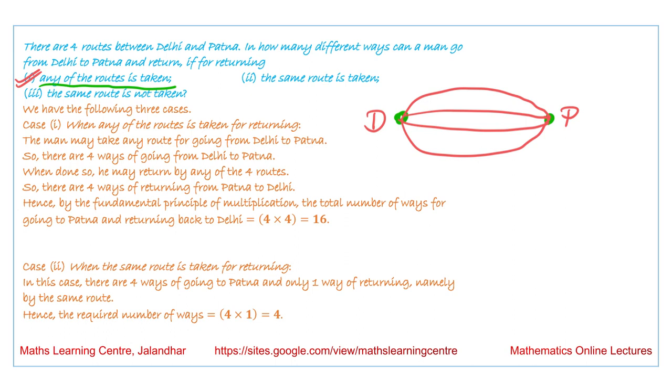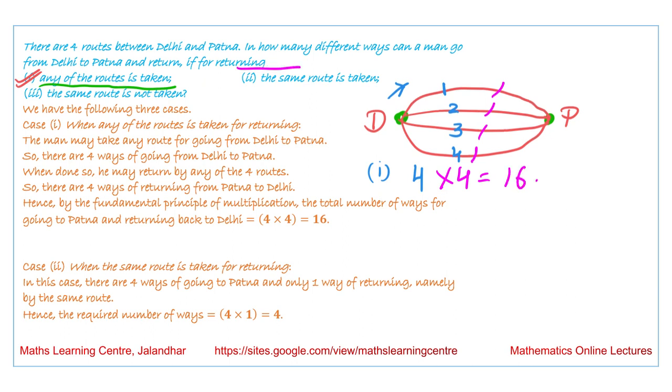In this first case, suppose when he is going from Delhi to Patna, how many ways can he choose these routes? It is 1, 2, 3 and 4. Any of these 4 routes he can take. And when returning back from Patna, he can choose any of these 4 ways. So the total number of ways is 16.